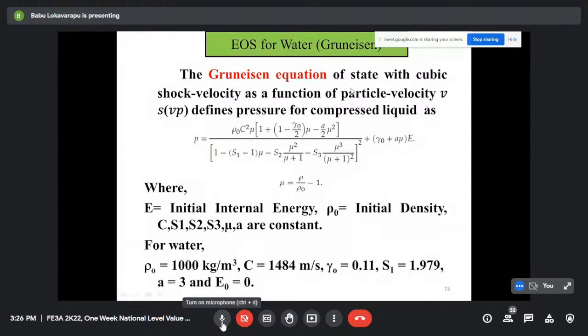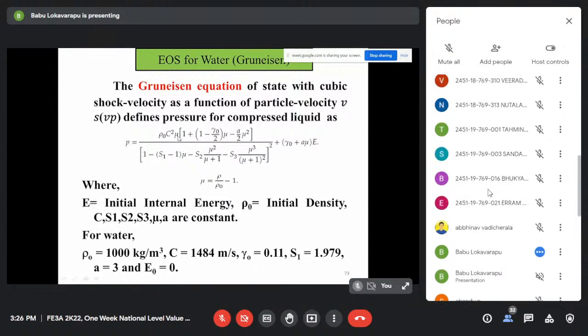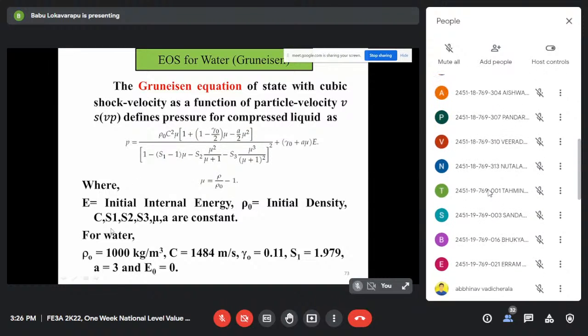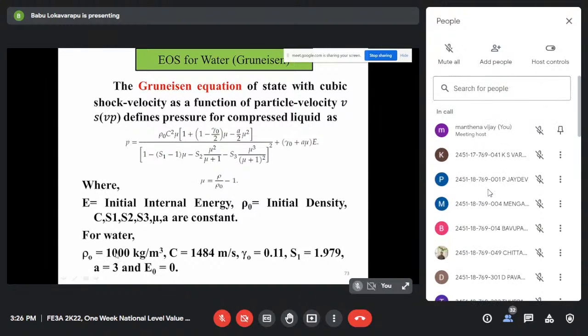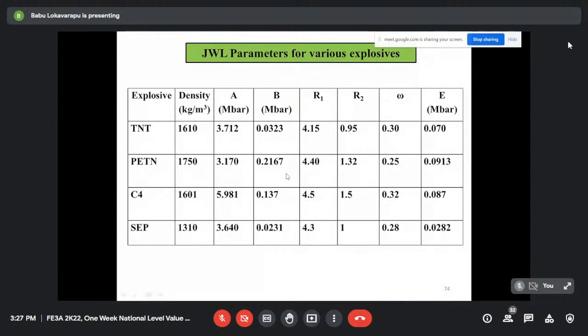Now this is another model. The basic equation of state is given like this. Here also there are separate parameters, and for each one, values are given. Density 1000 kg per meter cube, C value 1484 meter per second, and gamma naught. These values are already established by conducting a series of experiments, and the properties are given using that equation derived for these four substances.